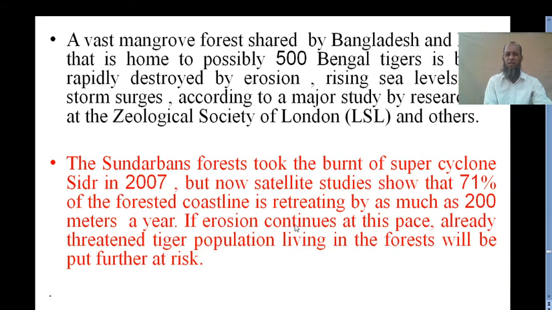They have told that super cyclone Cedar took place in 2007, and this super cyclone Cedar caused a great destruction to this mangrove forest, and they also have found that 71% of the forest's coastline is retreating by as much as 200 meters a year. And they have forecasted that if the erosion continues at this pace, at this style, already threatened tiger population living in this forest will face greater risk of their lives.